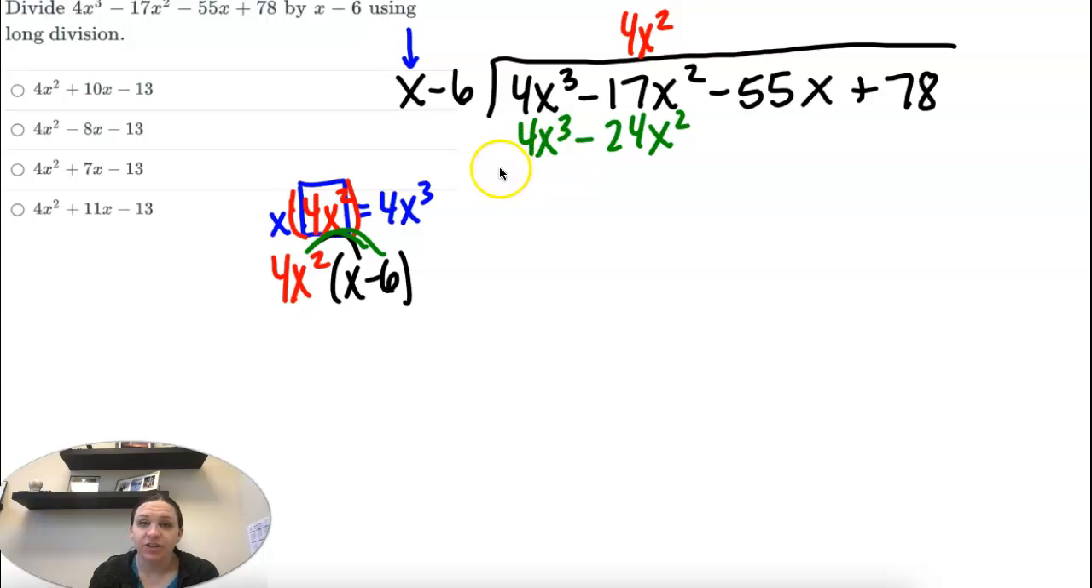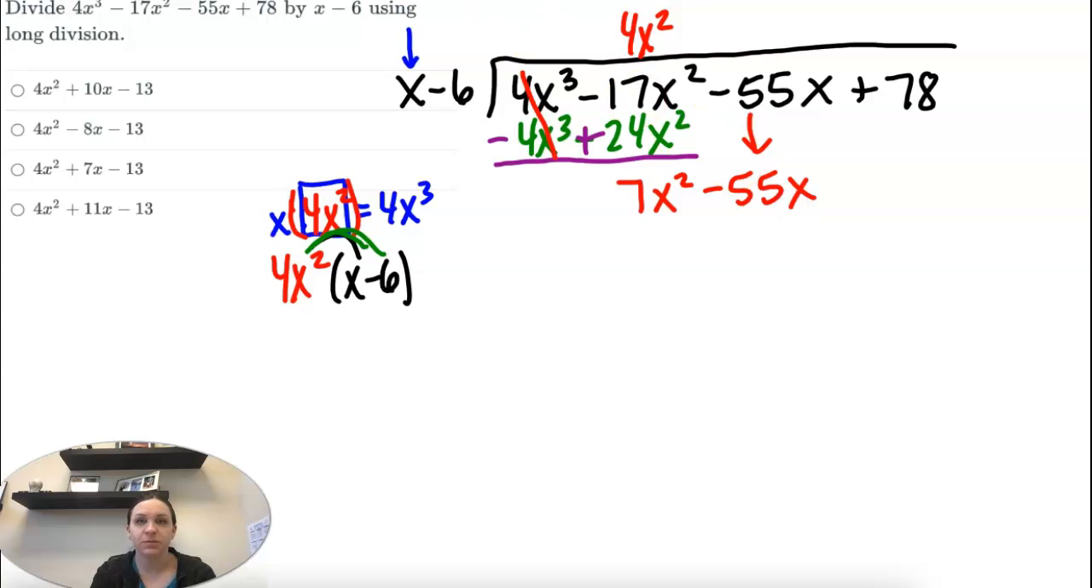And just like long division, we're going to subtract. I'm going to subtract this and this. So what happens if I subtract a minus? Turns into a plus. So what happens is these signs change after we multiply. Because when we add, those go to 0. And then I have negative 17 plus 24, which is 7. And then x squared. Okay, and just like long division, you bring down the next term. And then we do this whole process over again.